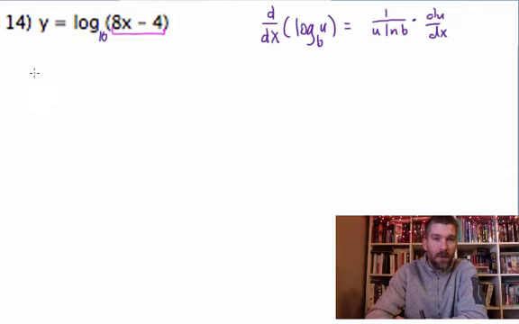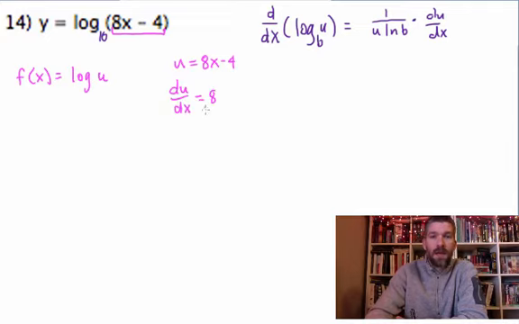So what I'm actually going to be working with is f of x equals log base 10, which I'm not going to write, but there it is, you see it, of u. And what is u? u is 8x minus 4. And anytime we do chain rule, we've got to take the derivative of u. So du/dx is equal to 8. Now, back over here for my derivative, f prime of x then is going to be this pattern right here: 1 over u times the natural log of 10 times du/dx.